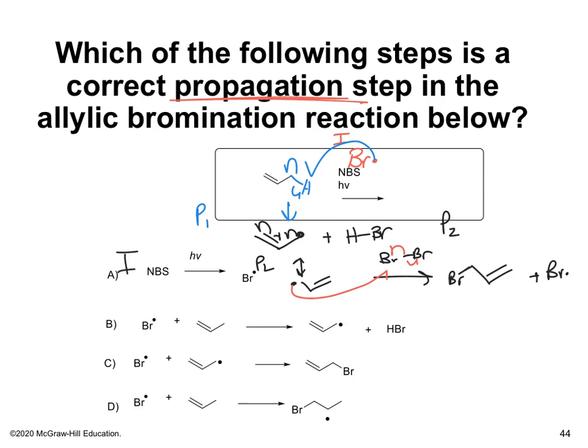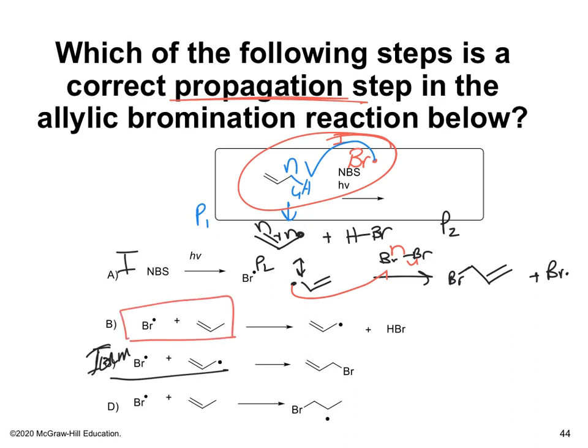Now we can look for it. This would be an initiation step. Two radicals is a termination step. So this is termination. And let's just see, is B one of them? So propagation step 1, you have the bromine radical. So that's correct. And then you generate this. So B is definitely a propagation step. And then the next one is, this is your starting material. So B is your answer.